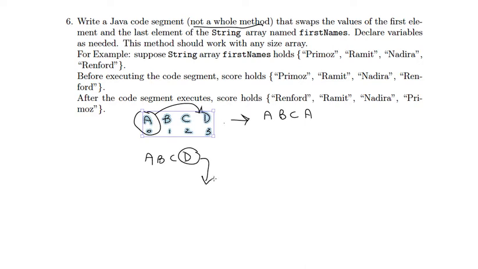D gets saved off into some other variable. Then we go to A, B, C, A. Then the final thing we do is we take the D and we put it up here, and we go D, B, C, A. So that's what I'm going to be doing from a visual perspective. Let's see what that looks like in code.